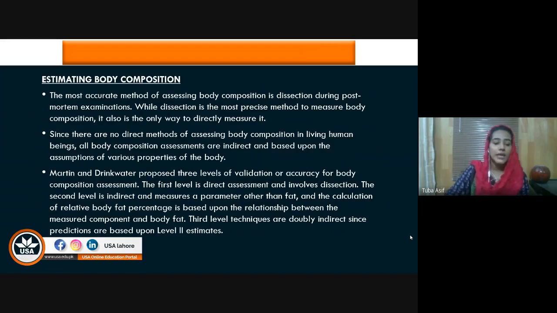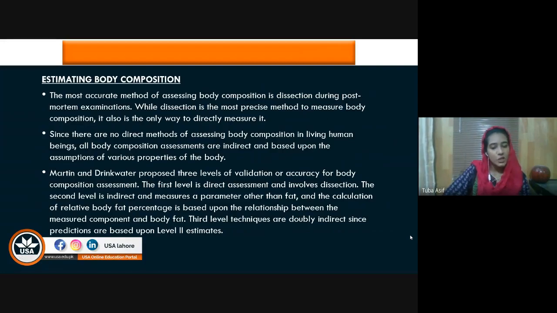Now, how can we estimate the body composition? There is unfortunately only one accurate method for assessing body composition, that is the post-mortem, the dissection of the body during the post-mortem examinations.